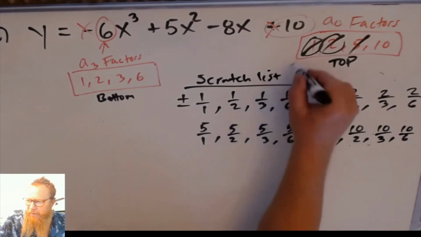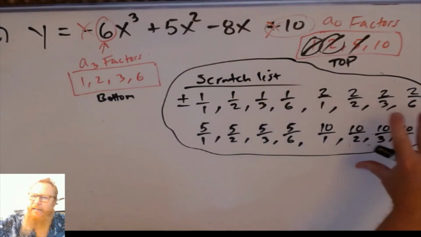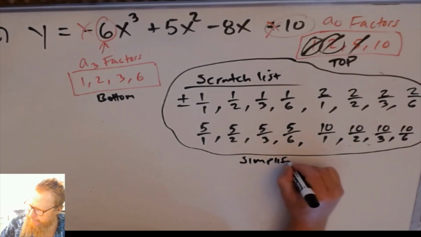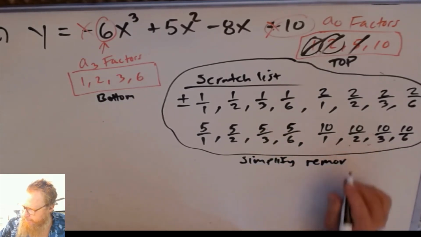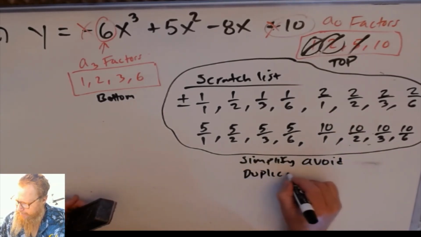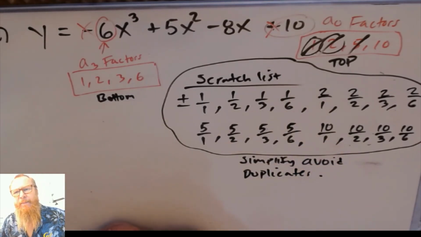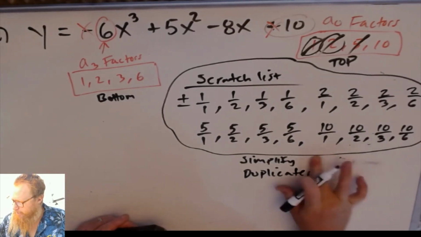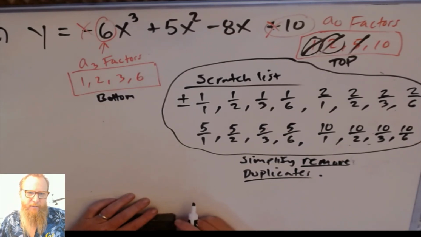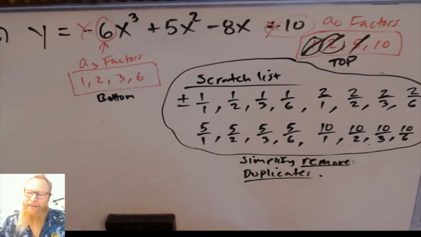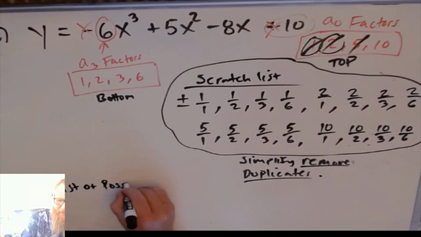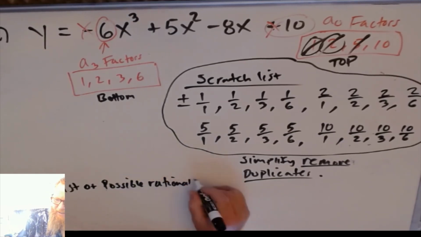Now, the reason why I call this a scratch list is because if you enter in this, it's not going to be right. You need to simplify and remove duplicates. I don't know if avoid is the right word for it. Remove. I like that word better. You can say, well, I avoided it, but it still happened. If it happens, remove it. Get rid of it completely. So here's our list of possible rational zeros.